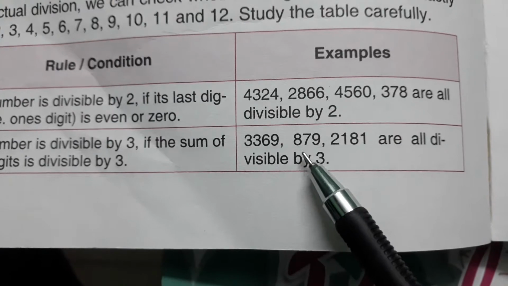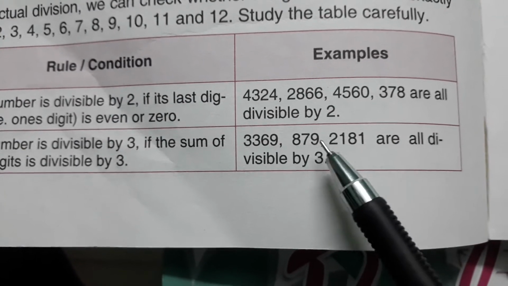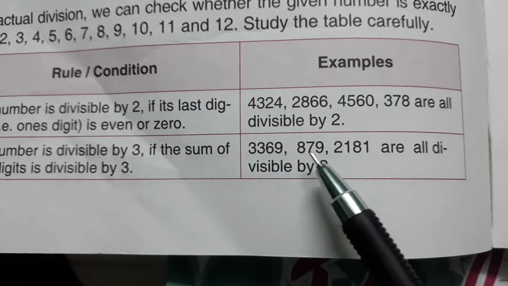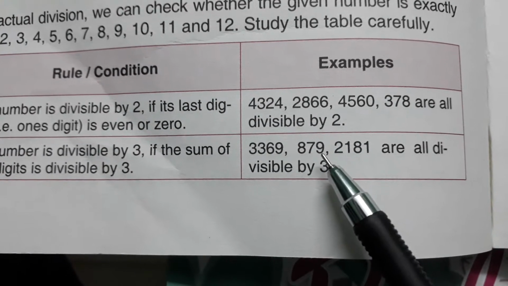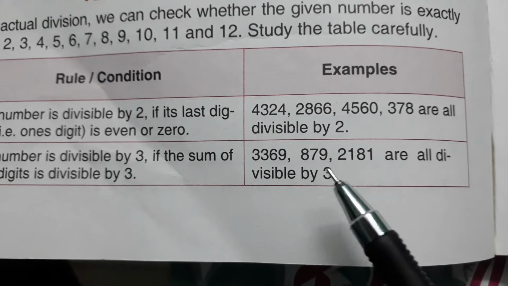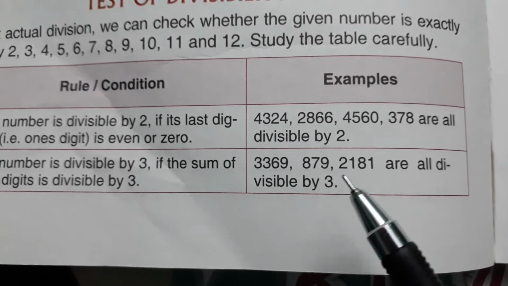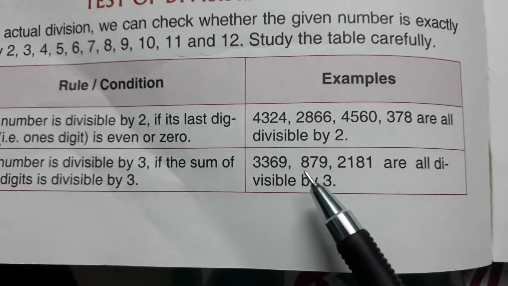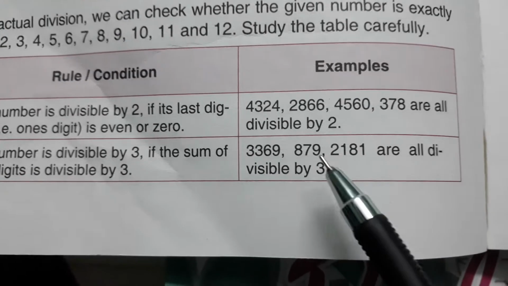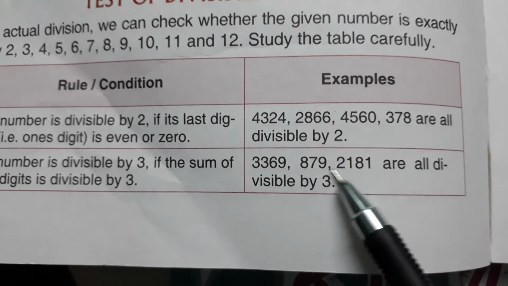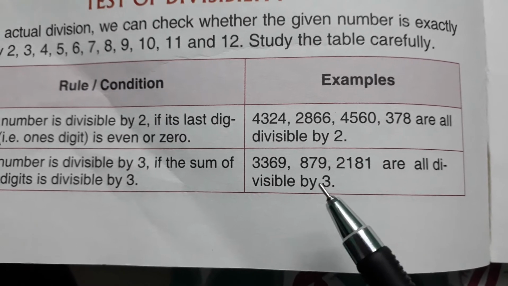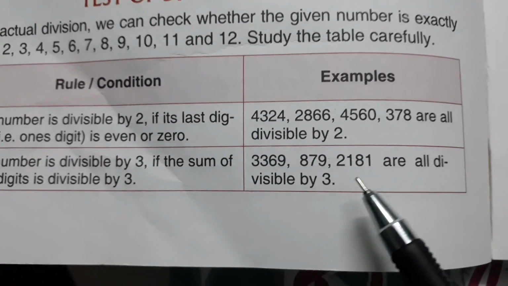Similarly, the next number, 879. Add the digits. 8 plus 7, 15. 15 plus 9, 24. Yes, 24 is divisible by 3 because 3 eights are 24. The sum is 24, and the sum is divisible by 3. So 879 is divisible by 3, and you can say it directly without doing division.